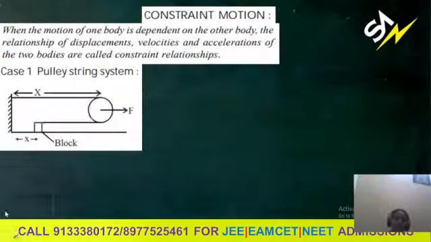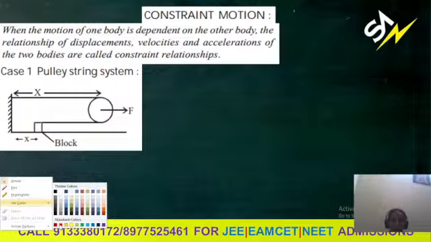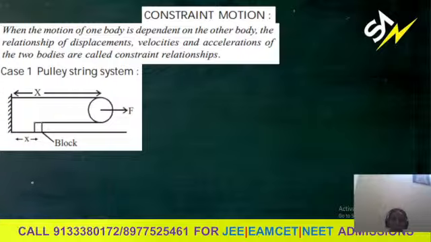Next concept is constrained motion. Constrained motion means motion of one body is dependent on the other body. That type of motion is constrained motion, or you can say if motion of one object is restricted by the other, it is also called constrained motion. So we need to give the constrained relations. The relationship of displacements, velocities and accelerations of the two bodies are called constrained relations.